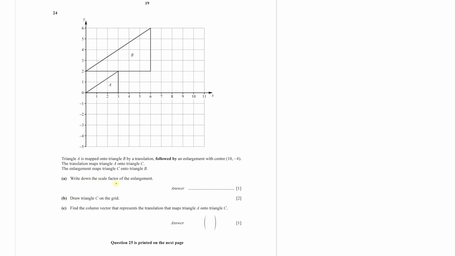Write down the scale factor of the enlargement. So to find the scale factor of the enlargement, we can divide the corresponding lengths of the two triangles. So we know that translation will not change any length of the triangle A.